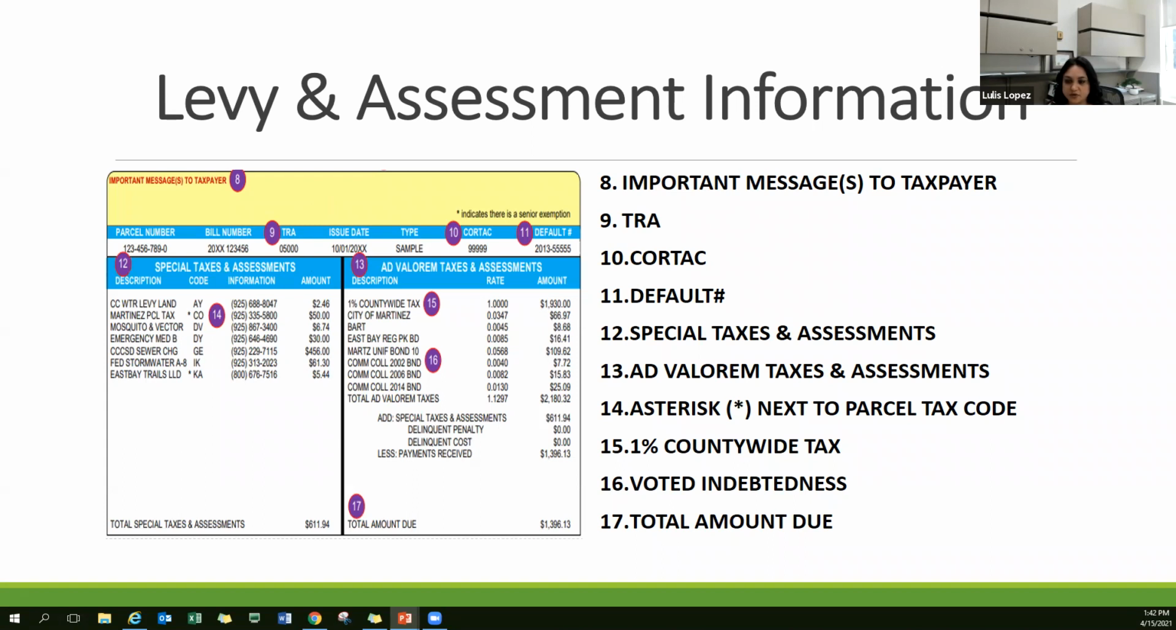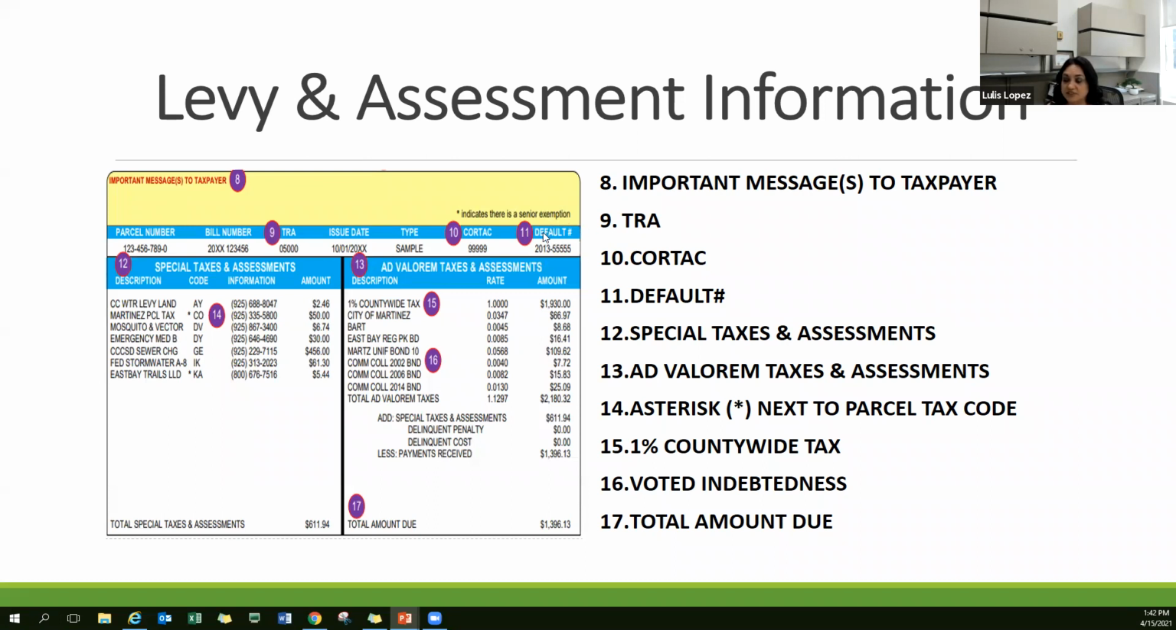The TRA is a group of taxable properties that share the same set of special taxes and assessments. And so you can always use the TRA to look up the 1% property tax allocation on our website. The CORTAC number indicates that a third party has requested a copy of your bill, usually a bank or a mortgage company.